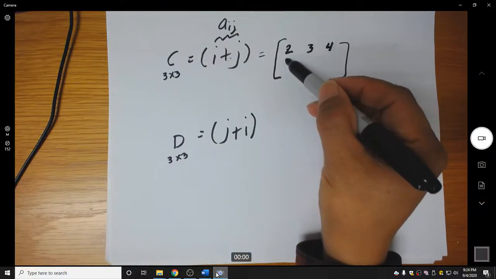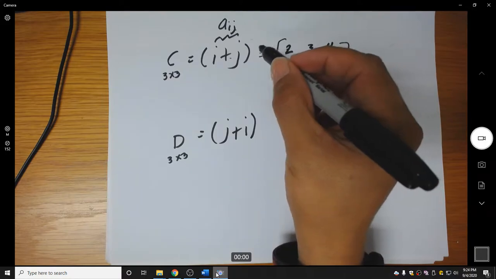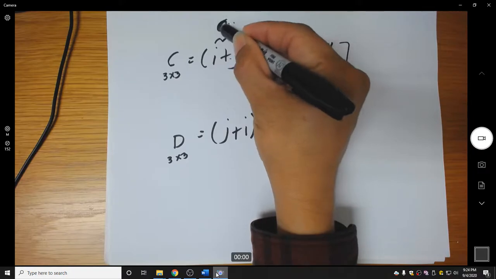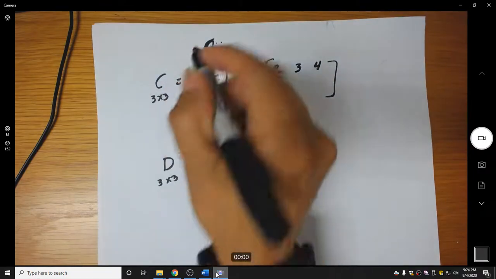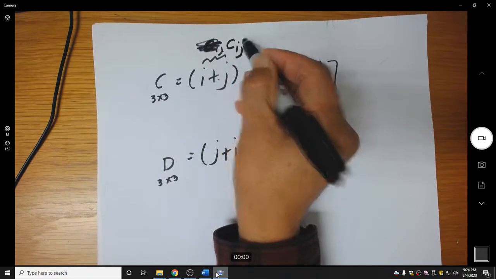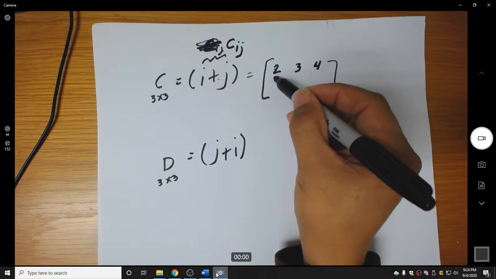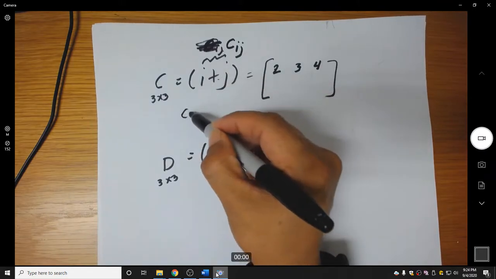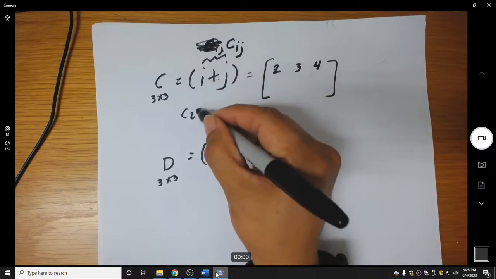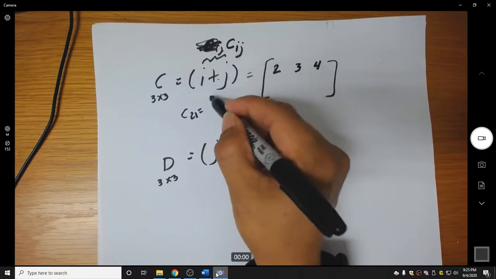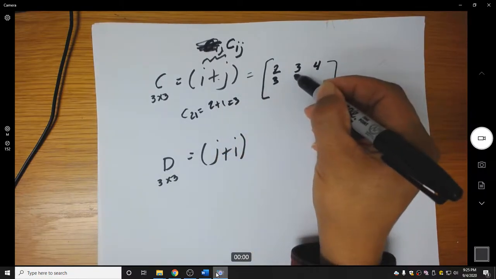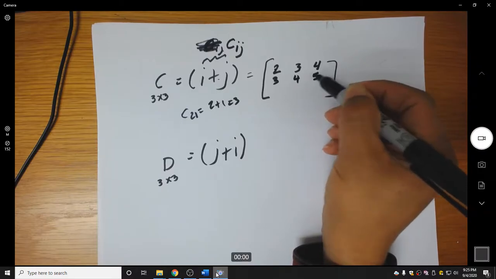Here I'll have C21. Let me change it. Let me use C's in here, just to match the name of the matrix. So this is Cij. Okay, so this will be C21. C21, according to the definition, to the formula for Cij, is going to be 2 plus 1, which is 3. So here I have a 3. There I will have a 4. I will have a 5.